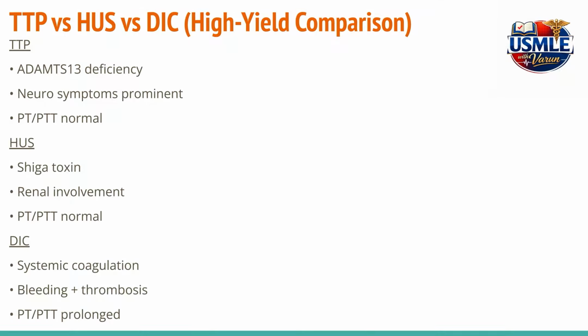Now let's try to understand the high yield comparison between thrombotic thrombocytopenic purpura, hemolytic uremic syndrome, and disseminated intravascular coagulation. TTP has ADAMTS13 deficiency. ADAMTS13 is a metalloprotease that is needed for breaking down large von Willebrand factor molecules into fragments. Whenever there's ADAMTS13 deficiency, there are more and more large von Willebrand factor multimers, and this leads to more and more adhesion, and this in turn leads to coagulation.